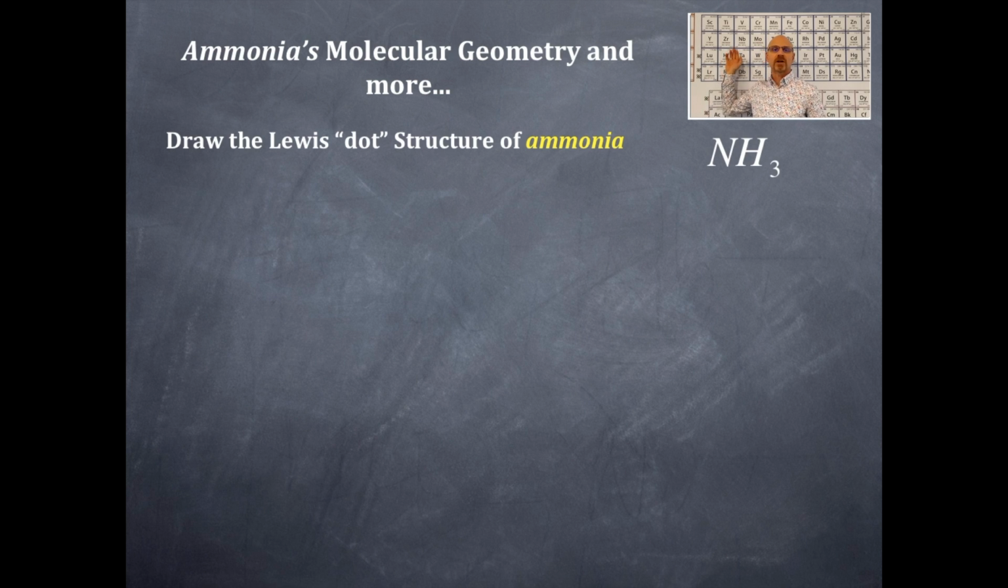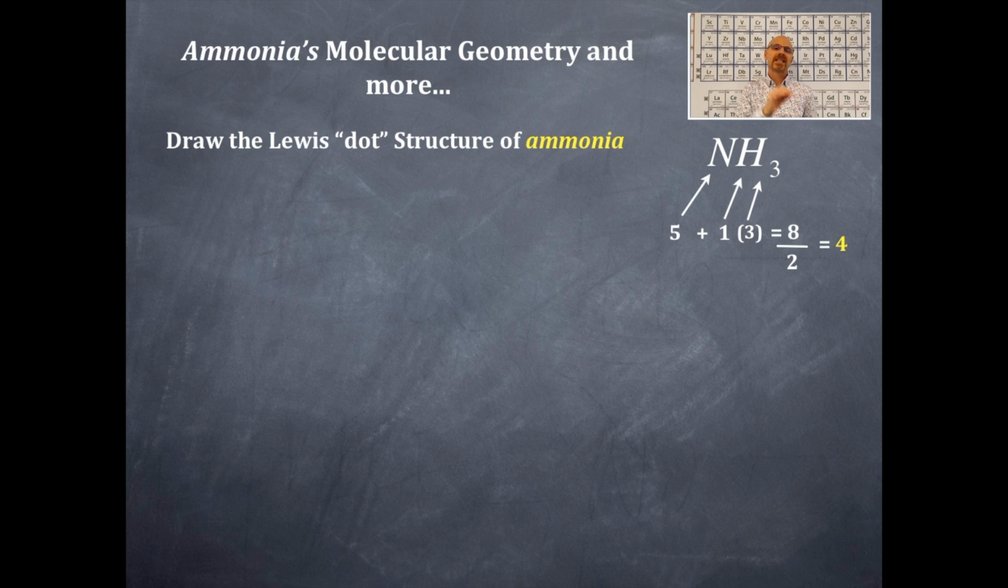Okay, so we're going to look on our periodic table, get the number of valence electrons for nitrogen and for hydrogen. For nitrogen, it's 5. There's 1 nitrogen. For hydrogen, it's 1. There are 3 of those. We're going to sum these numbers up. Then we're going to get the total number of electrons, which is 8. We're going to divide that by 2. Then we're going to get 4 pairs of electrons.